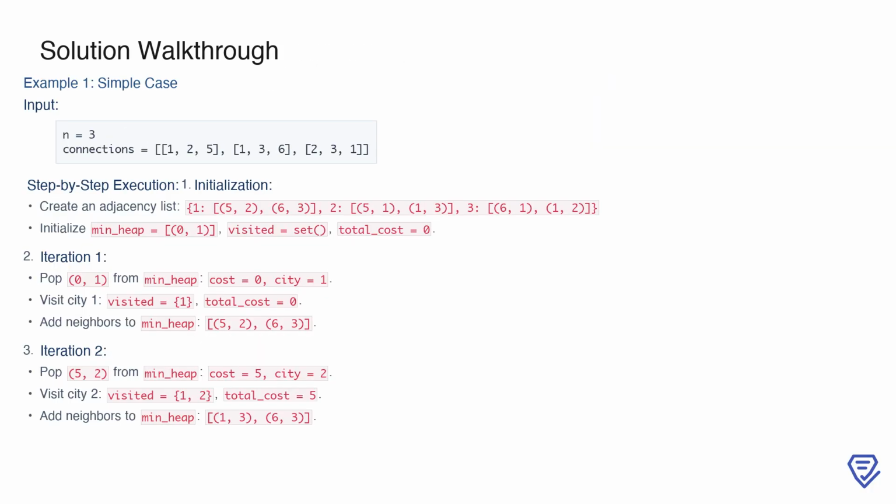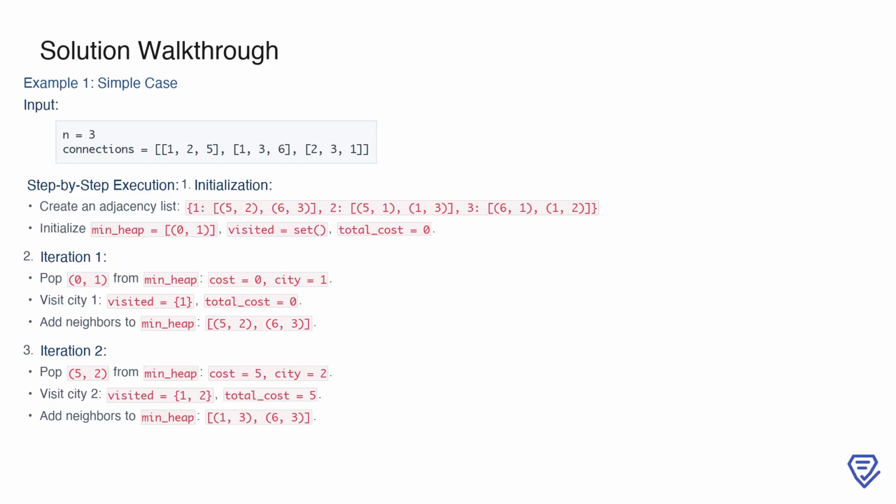In this example, we have 3 cities and 3 connections with their respective costs. To find the minimum cost to connect all cities, we start by building an adjacency list to represent the graph. For City 1, we see it connects to City 2 with a cost of 5 and to City 3 with a cost of 6. Similarly, we list connections for Cities 2 and 3.